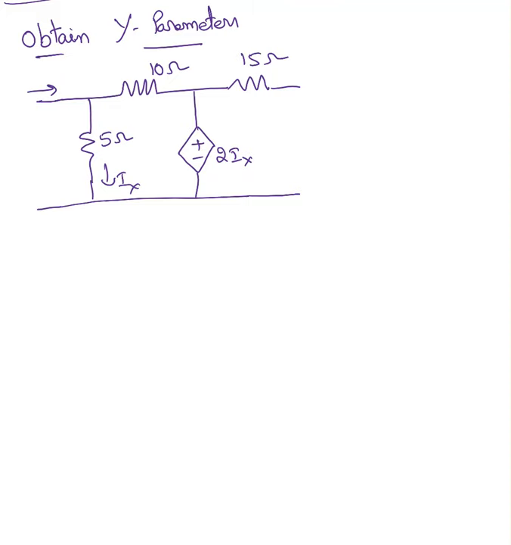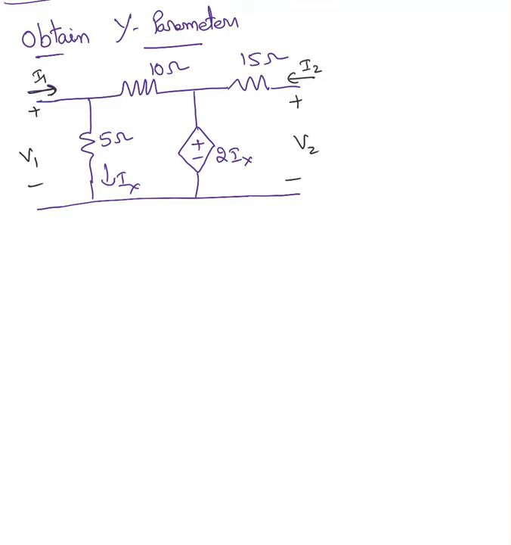Here is the next example. In this example, he's asking us to find the y parameters. So always step 1, take I1 and V1. Make sure your I1 and I2, both of them are going into the circuit.